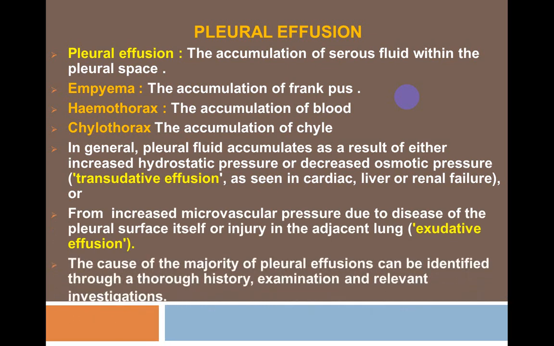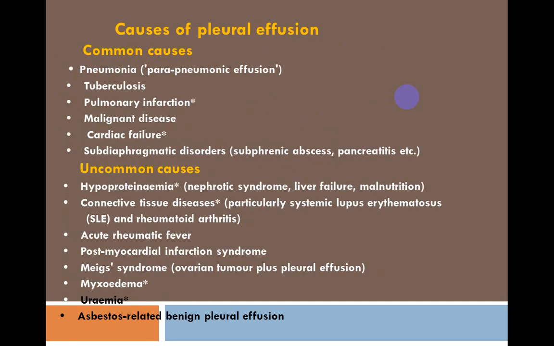The cause of the majority of pleural effusions can be identified through a thorough history, a thorough examination, and relevant investigation according to the underlying cause. So, what are the common causes and uncommon causes of pleural effusion? As we said, pleural effusion is the accumulation of serous fluid in the pleural space. We have common causes and we have uncommon causes.